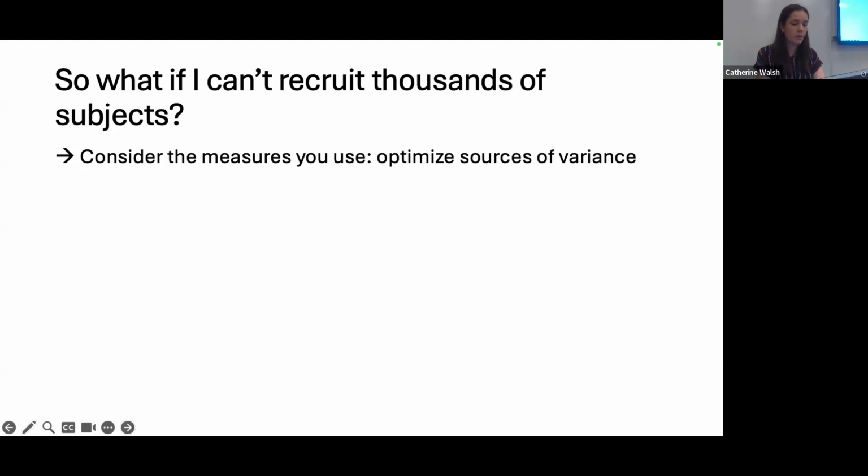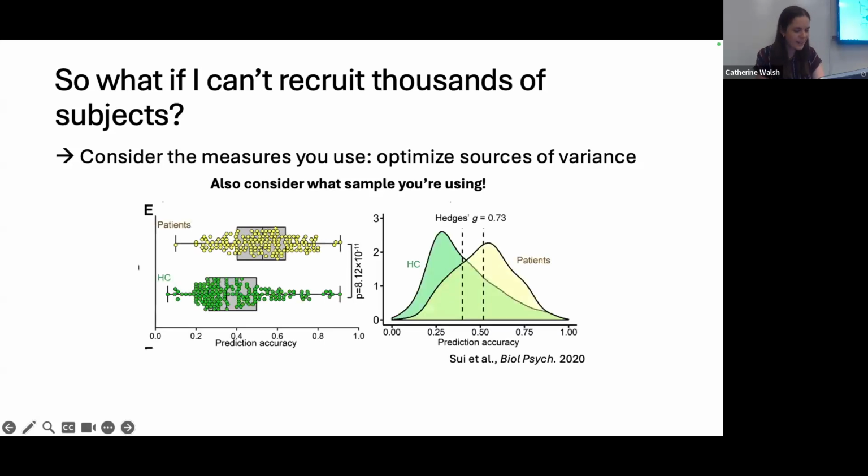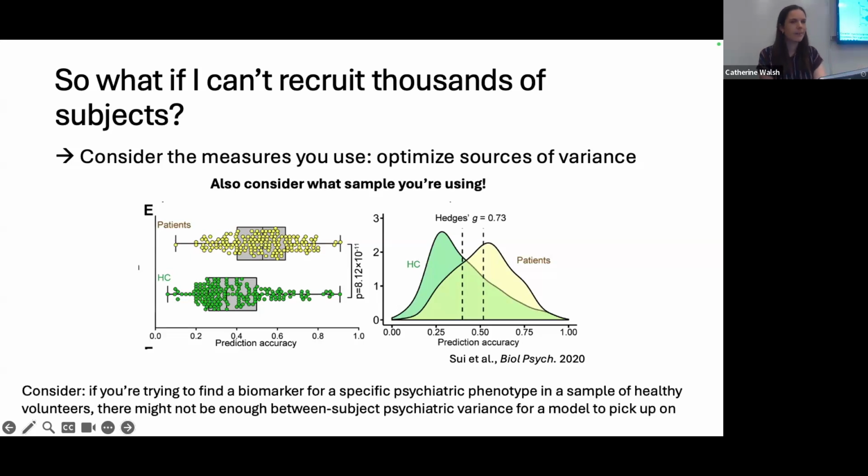One other thing to think about in terms of optimizing sources of variance is what population you're sampling from. Specifically, if you're looking for a specific behavioral phenotype or a psychiatric profile. Going back to that meta-analysis, they showed that studies that were trying to predict things from patients tended to do better than those that predicted from just healthy controls. There are a lot of caveats to that, and I'm not going to get into that too much, but as a thought experiment, consider that you're trying to find some sort of psychiatric phenotype in a sample of healthy volunteers. There might not be enough variance in the healthy volunteers. They might just not be showing those psychiatric symptoms. So your model won't be able to pick up on that variance and you'll get really poor prediction.